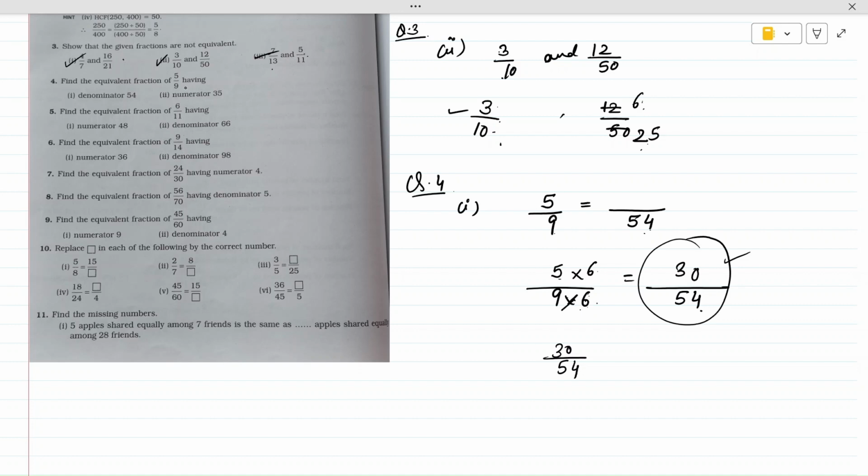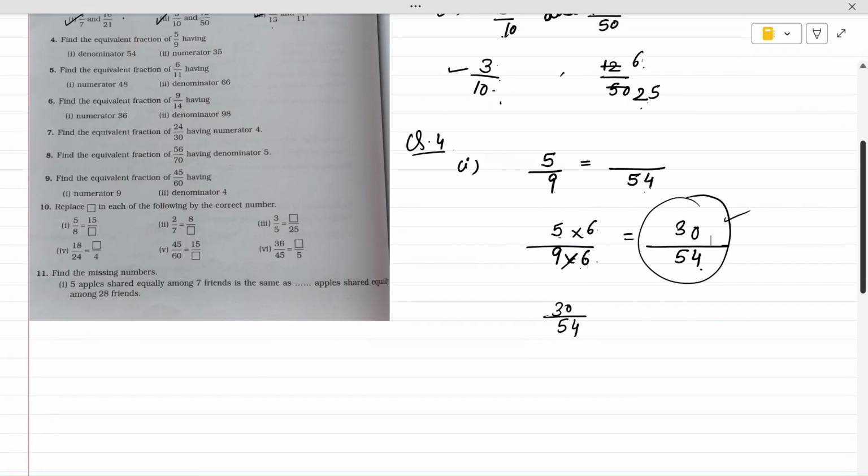And second one, we have to find the equivalent fraction here. I'm doing this question, same question, second part.